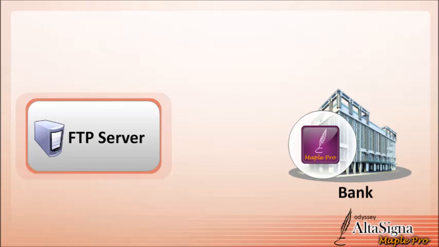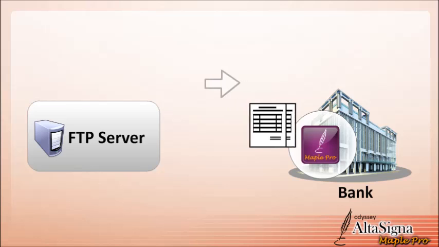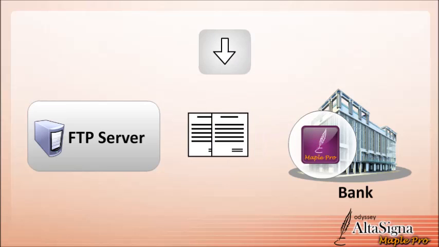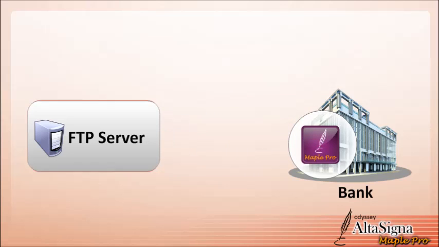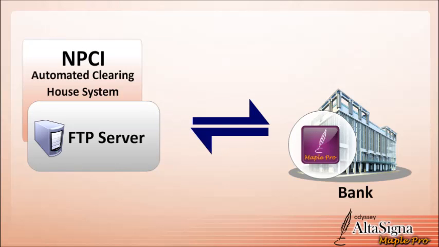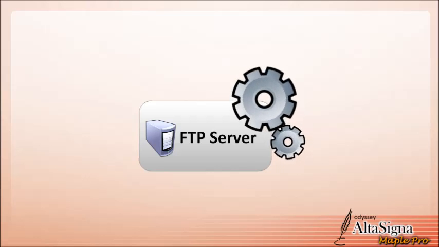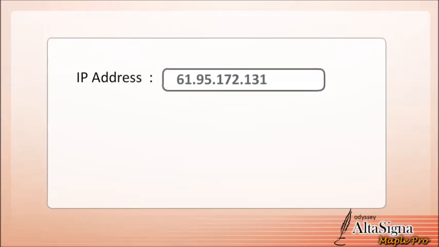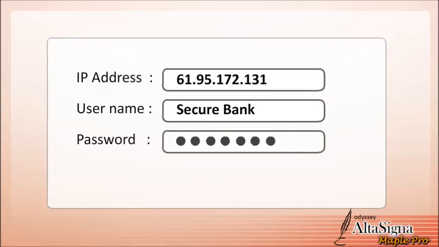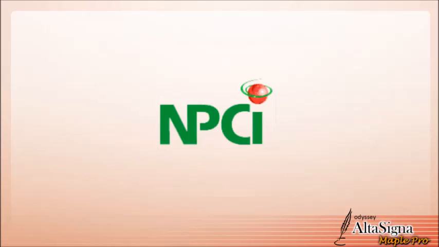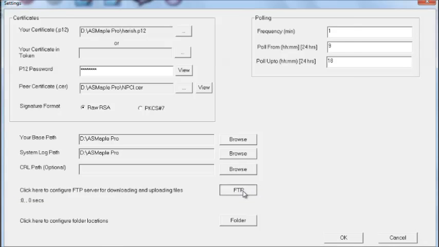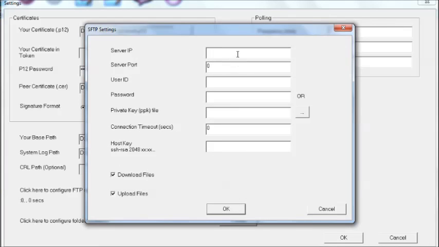The FTP server is the server from where the transaction files will be uploaded to or downloaded from the bank. The FTP server is basically the ACH system that the bank transacts with. Before you begin configuring the FTP server, make sure that you have the IP address and login credentials to the system from NPCI. Click FTP to configure the FTP server. Enter the IP address of the FTP server.